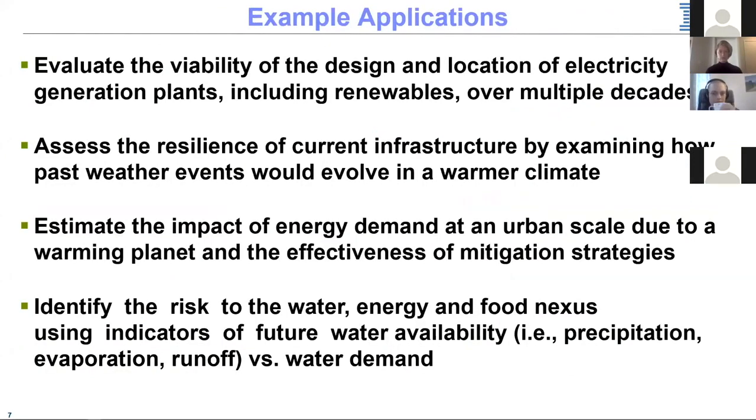We see this in a number of interesting applications. For example, the previous speaker referenced renewable energy. One thing we see in the design and deployment of renewable energy systems is that the future climate state generally is not included in their design.